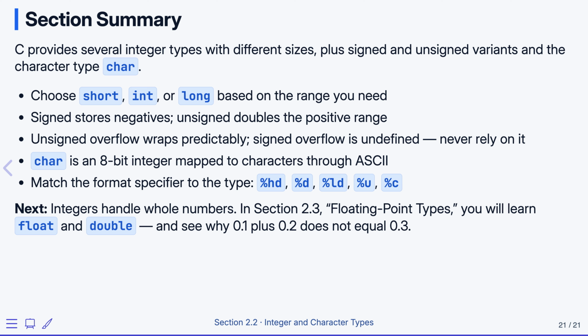Next, in section 2.3, floating point types, you will learn float and double, and see why 0.1 plus 0.2 does not equal 0.3.